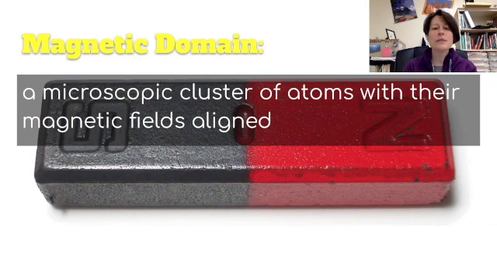Now, this also means we have to be careful with magnets because if you drop a magnet, what you do is you jostle those domains out of place. They become no longer aligned, and you will actually weaken the magnet over time by dropping it and jostling those domains out of place.